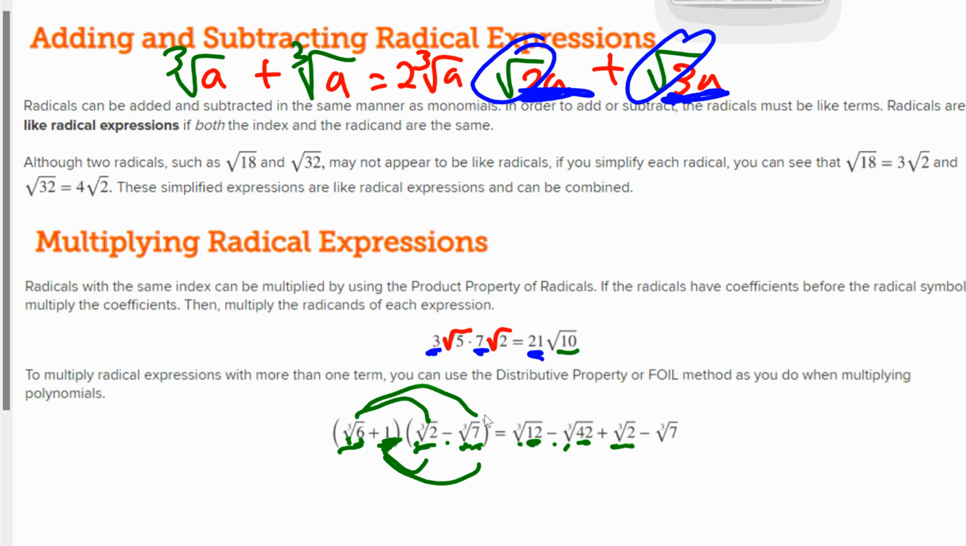So that is adding and subtracting as well as multiplying. Adding and subtracting have to be the same type of root, and what's inside has to be the same. Multiplying, it just has to be the same type of root. Outside times outside, inside times inside.